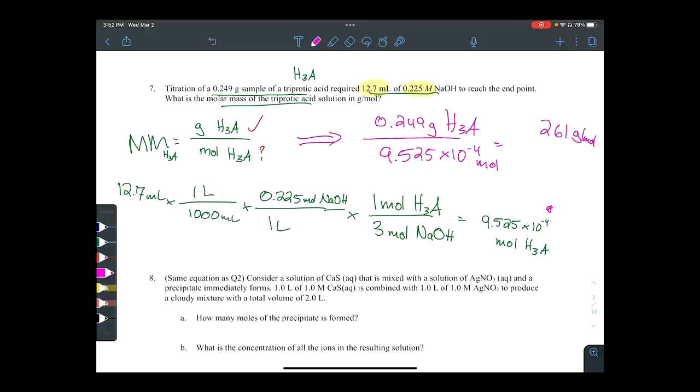Okay. Which one do you think's harder, the 6 or 7? They are the same thing. So just be very cognizant of what the question is asking.